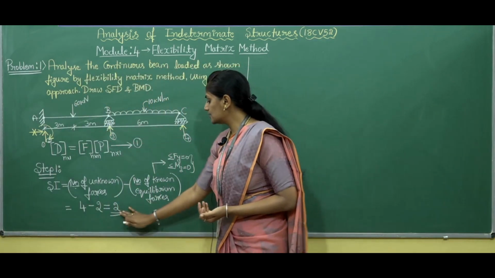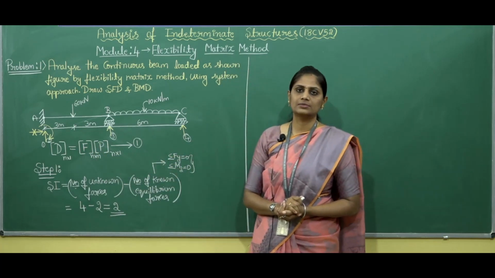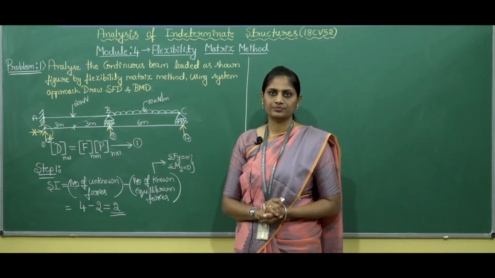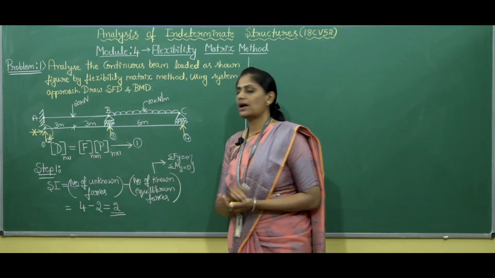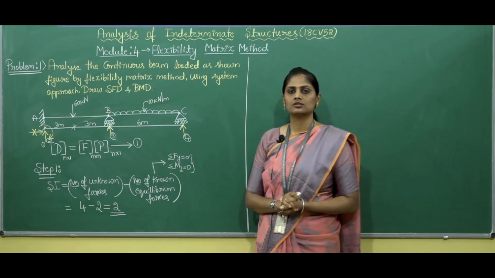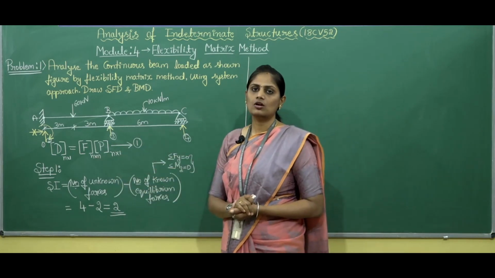Based on this number, we can fix the order of the flexibility matrix. If you get 2 here, the order of the flexibility matrix will be 2 cross 2. If you get 3, this will be 3 cross 3.